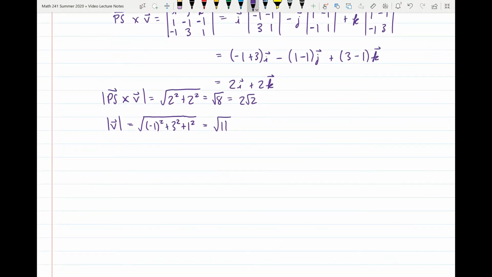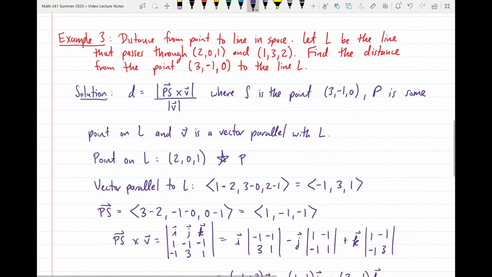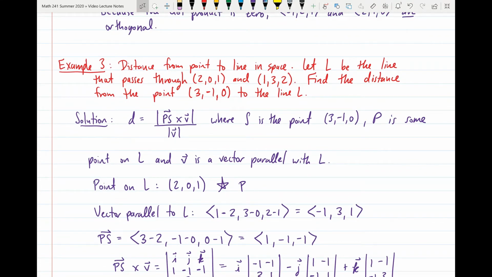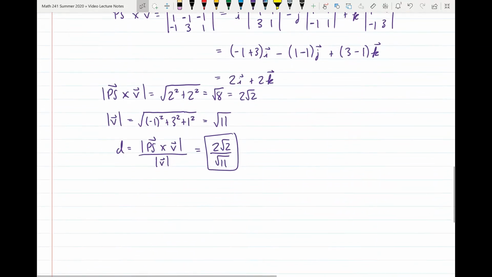And now, using the formula from the beginning of the problem here, we have that the distance from the point to the line is given by the magnitude of the cross product of PS with V, divided by the magnitude of V. And we just calculated both of these things. So we have 2 times the square root of 2 divided by the square root of 11. So this would be the distance from the point 3, minus 1, 0 to the line L that passes through the points 2, 0, 1 and 1, 3, 2.